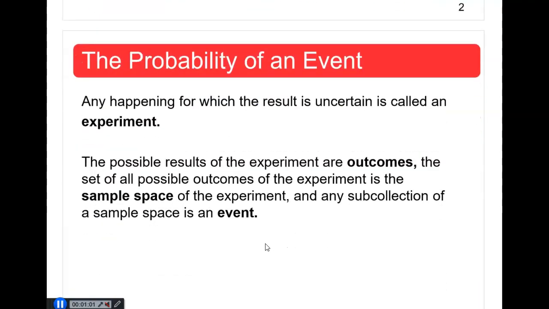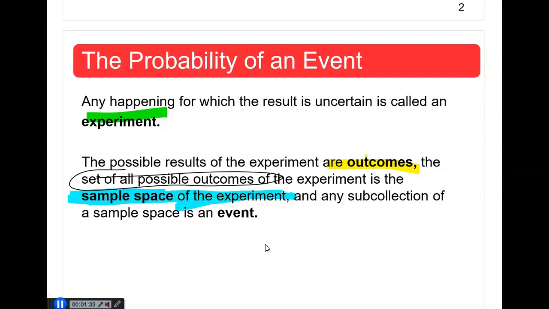Any happening for which the result is uncertain is called an experiment. And the possible results of the experiment are what we call the outcomes. The set of all possible outcomes together is referred to as the sample space. So each individual possibility is an outcome, and the set of all of those is the sample space of the experiment.